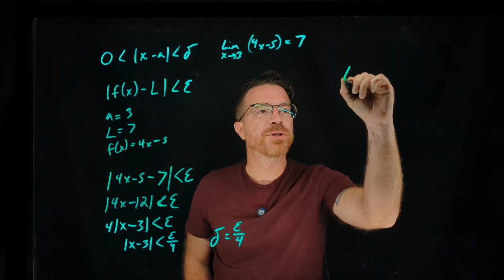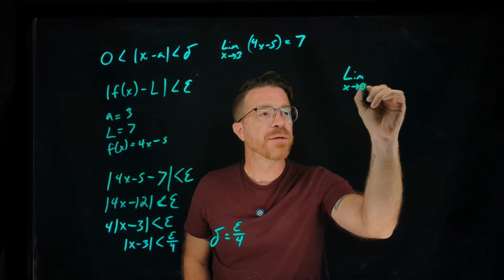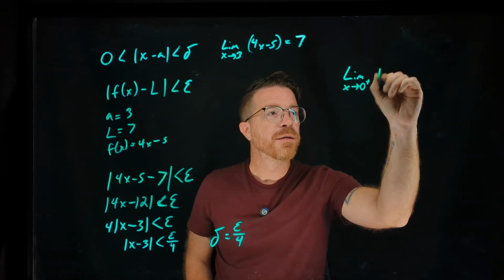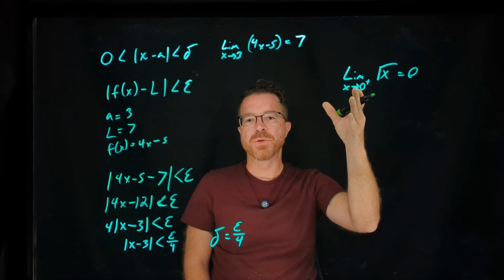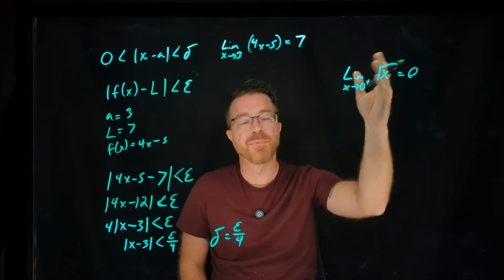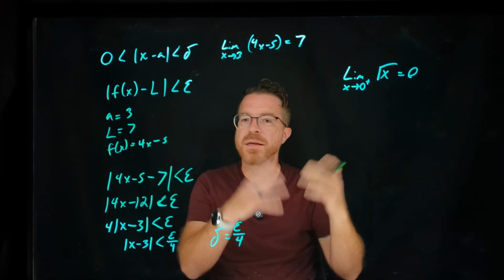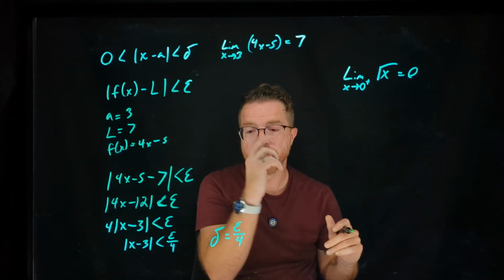Similarly, what if we wanted to show the limit as x approaches 0 from the right of the square root of x is equal to 0? Now you might wonder, why are we specifically doing the limit from the right? Well, because if we plugged in values to the left of 0, that would be a negative, and we'd have a negative in the square root, in which case it would be complex issues. So we're just going to focus on the limit from the right.